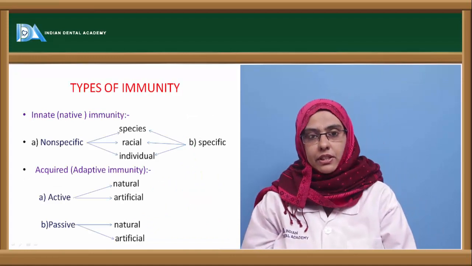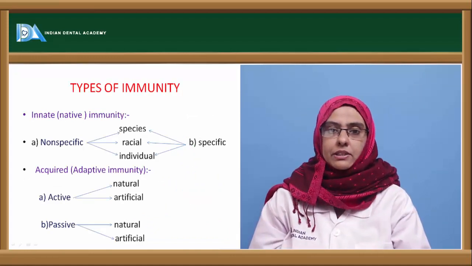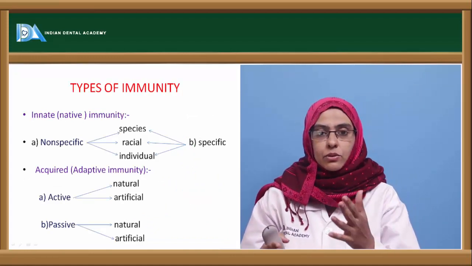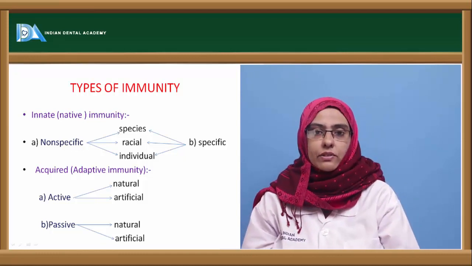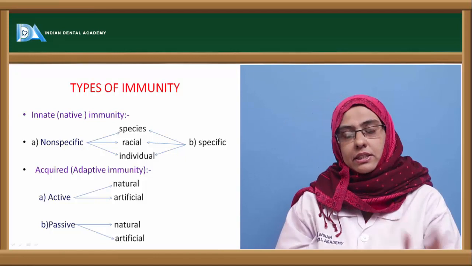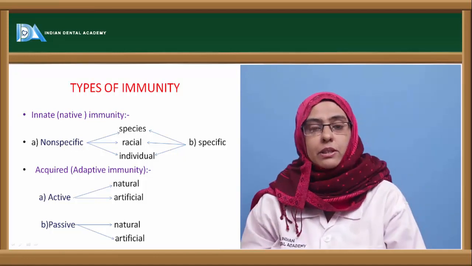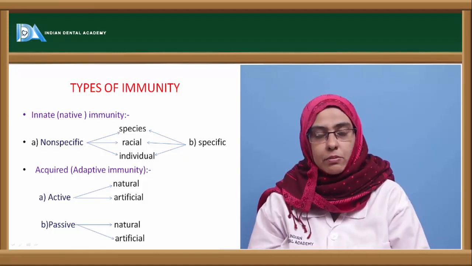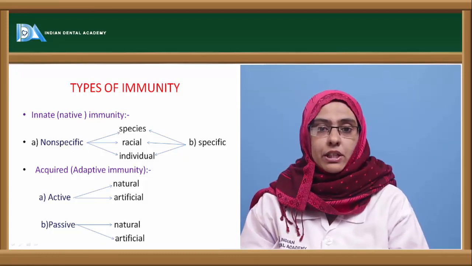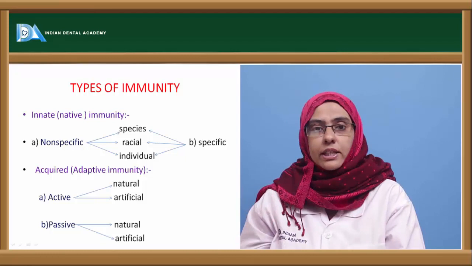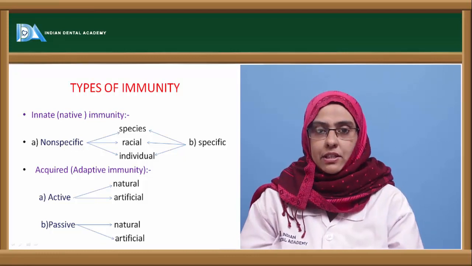Now, the classification of immunity. Immunity can be classified basically into two types. One is called the first line of defense and the second one is called the second line of defense. Only after crossing these first and second lines is the organism able to cause an infection in the human body. So it is not easy for an organism to cause an infection in the human body. It has to cross these barriers, only then will it be able to cause the infection.